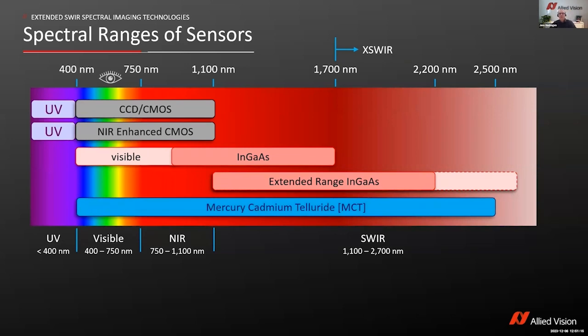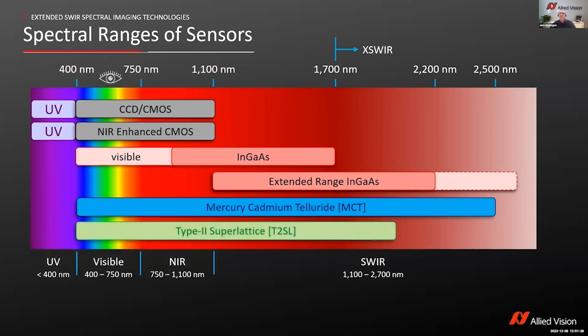Another type of sensors is made of mercury cadmium telluride, or MCT in short, which is one of the most popular sensor types for imaging beyond 1700 nanometers in the SWIR range. And furthermore, there are type 2 superlattice sensors available. They are already well known for mid-wave imaging, but there are new material compositions available that make them sensitive in the SWIR range as well.